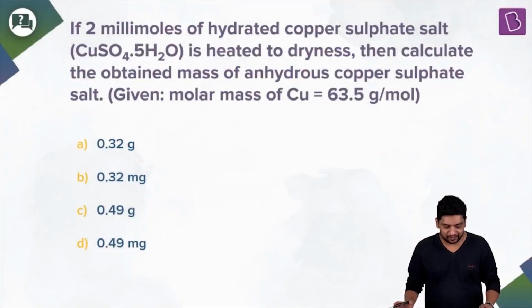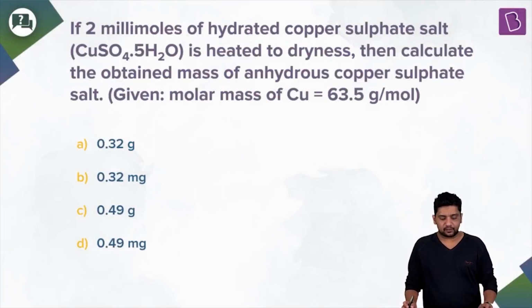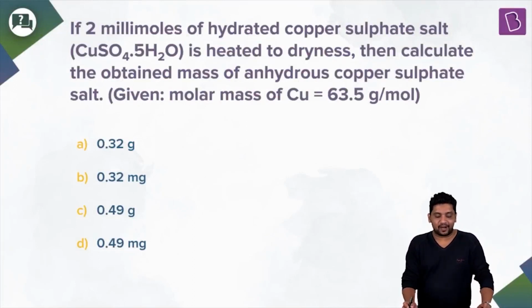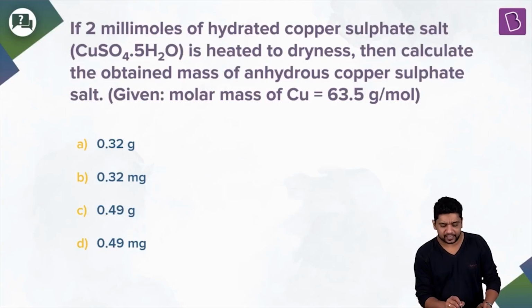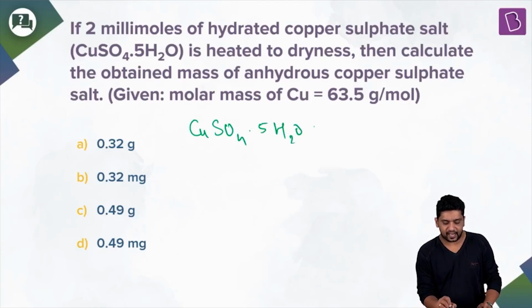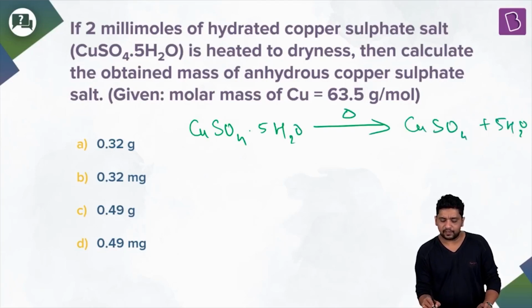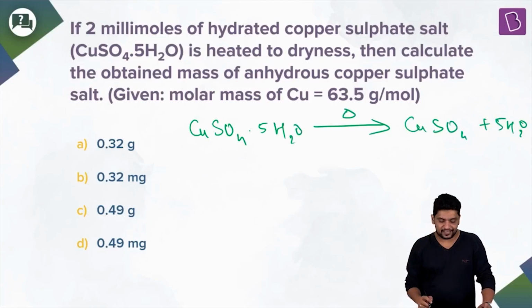Okay, this question says if 2 millimoles of hydrated copper sulfate, formula given to us, is heated to dryness, then calculate the obtained mass of anhydrous copper sulfate salt. Simple question, simple logic here. What we are saying is that we are heating CuSO4.5H2O. On heating this, anhydrous is obtained, which means that all H2O is removed. I have CuSO4 plus 5H2O, which escapes in the form of steam, right?